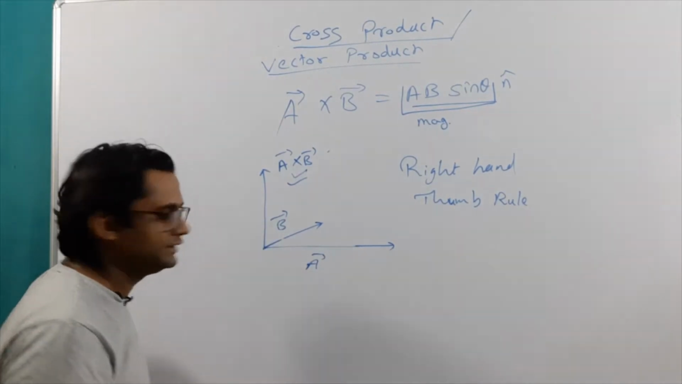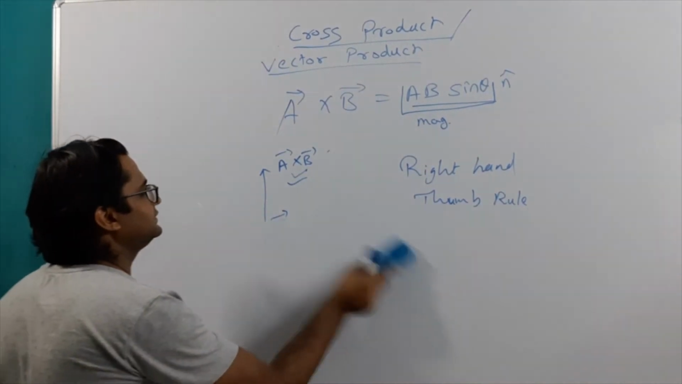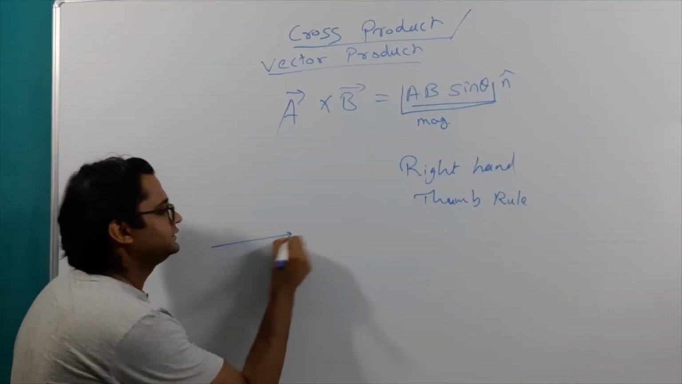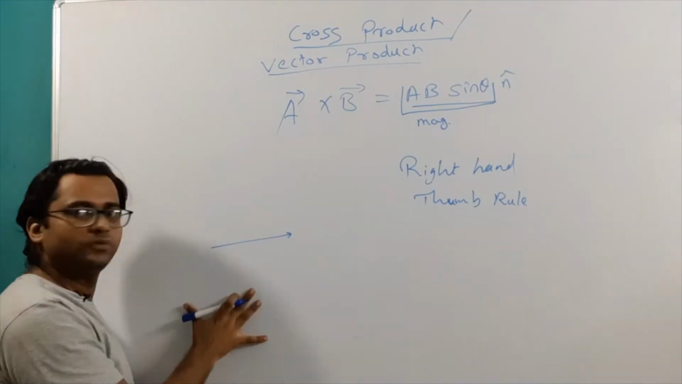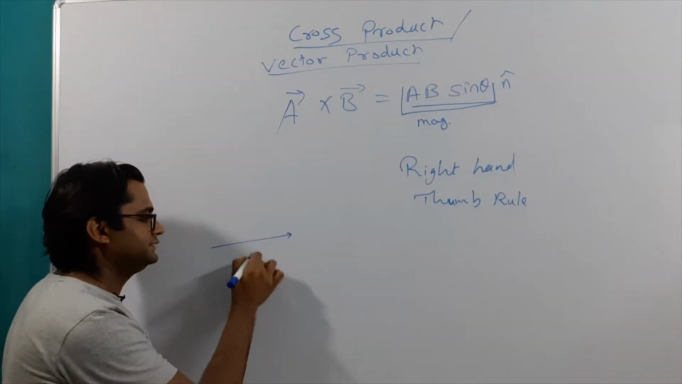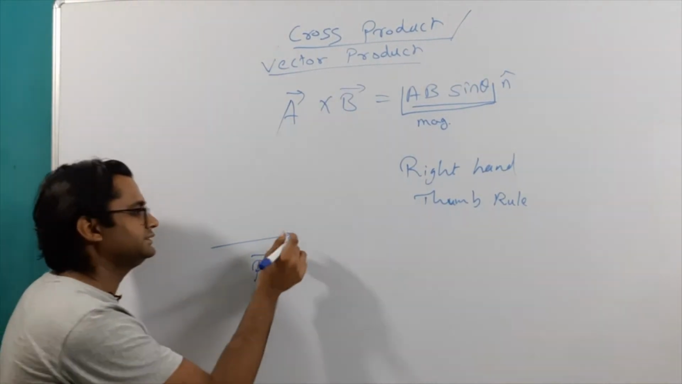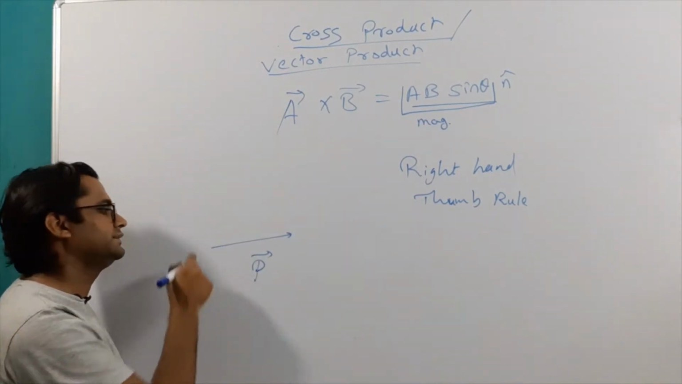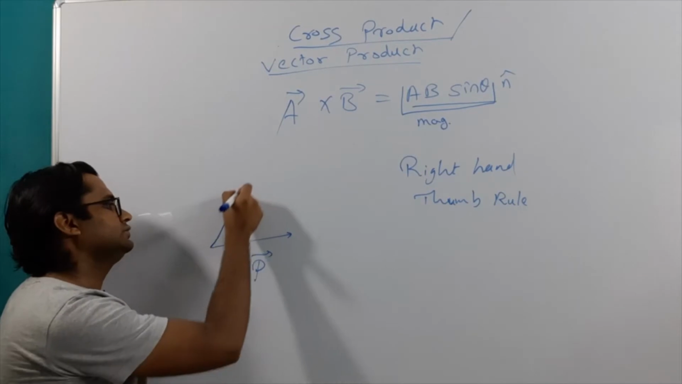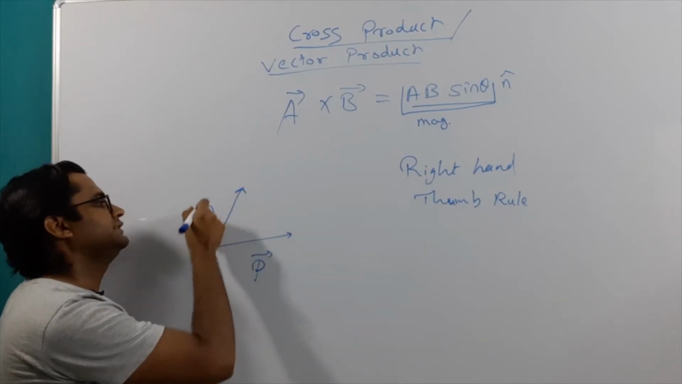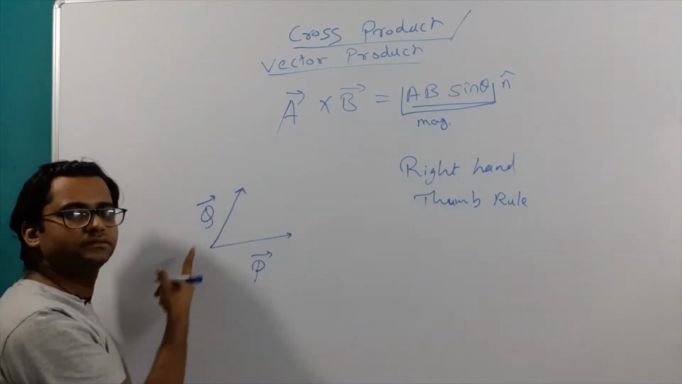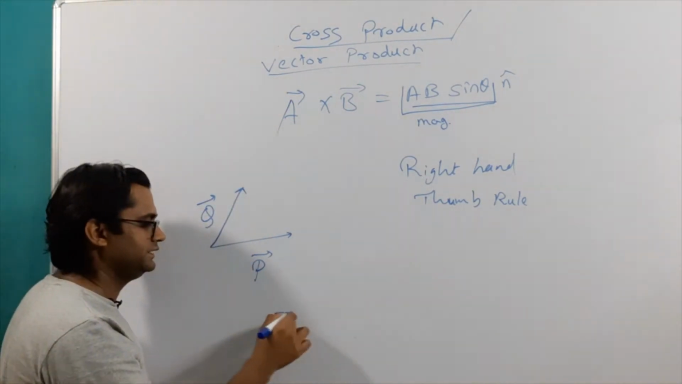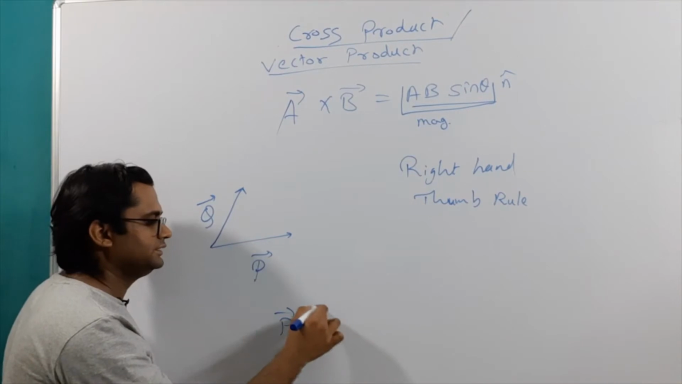Now let us take one more example to understand this direction. Let us say I have one vector on this board. Now this board is our plane, and let us say this is P vector, which is in this board, in this particular direction. And we have another vector, Q vector, which is in this direction. So what will be the direction of P bar cross Q bar?